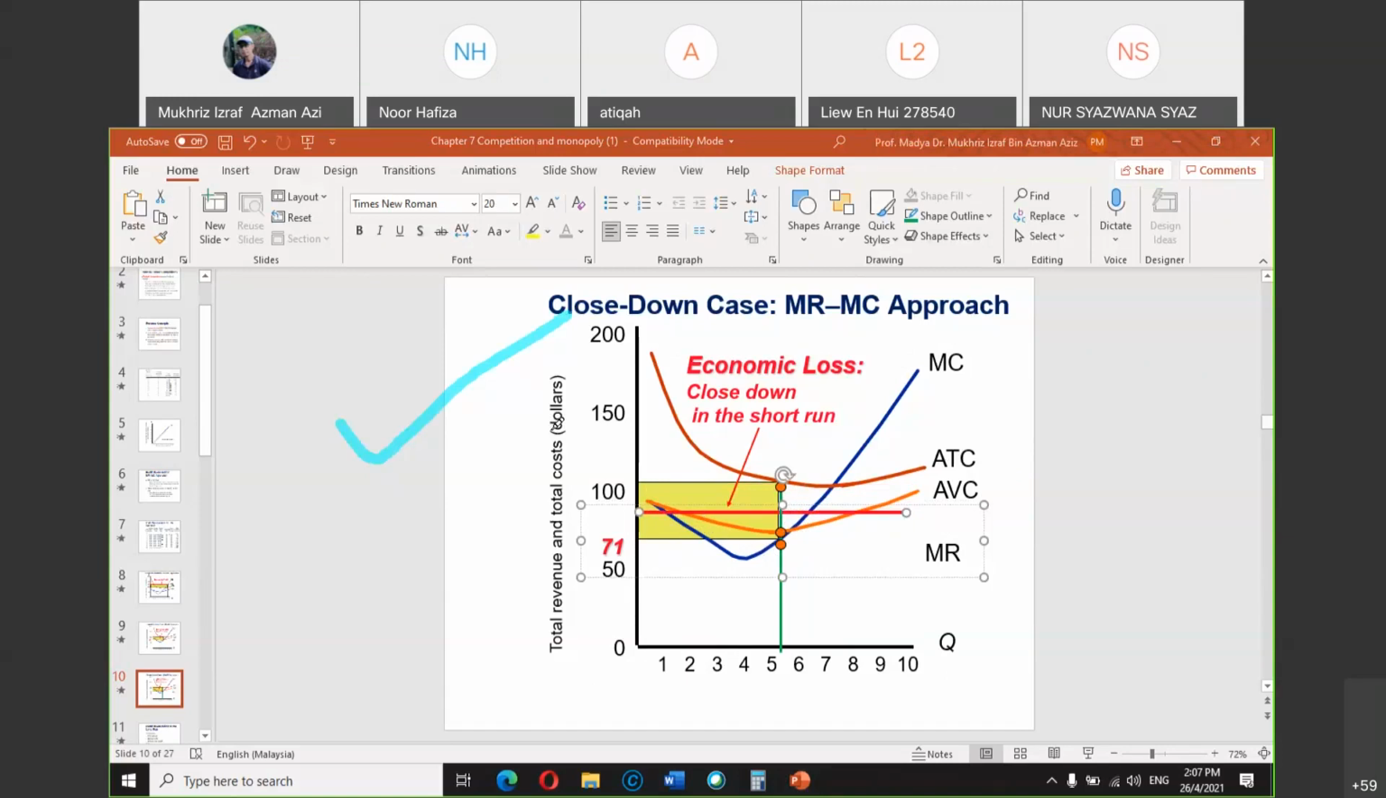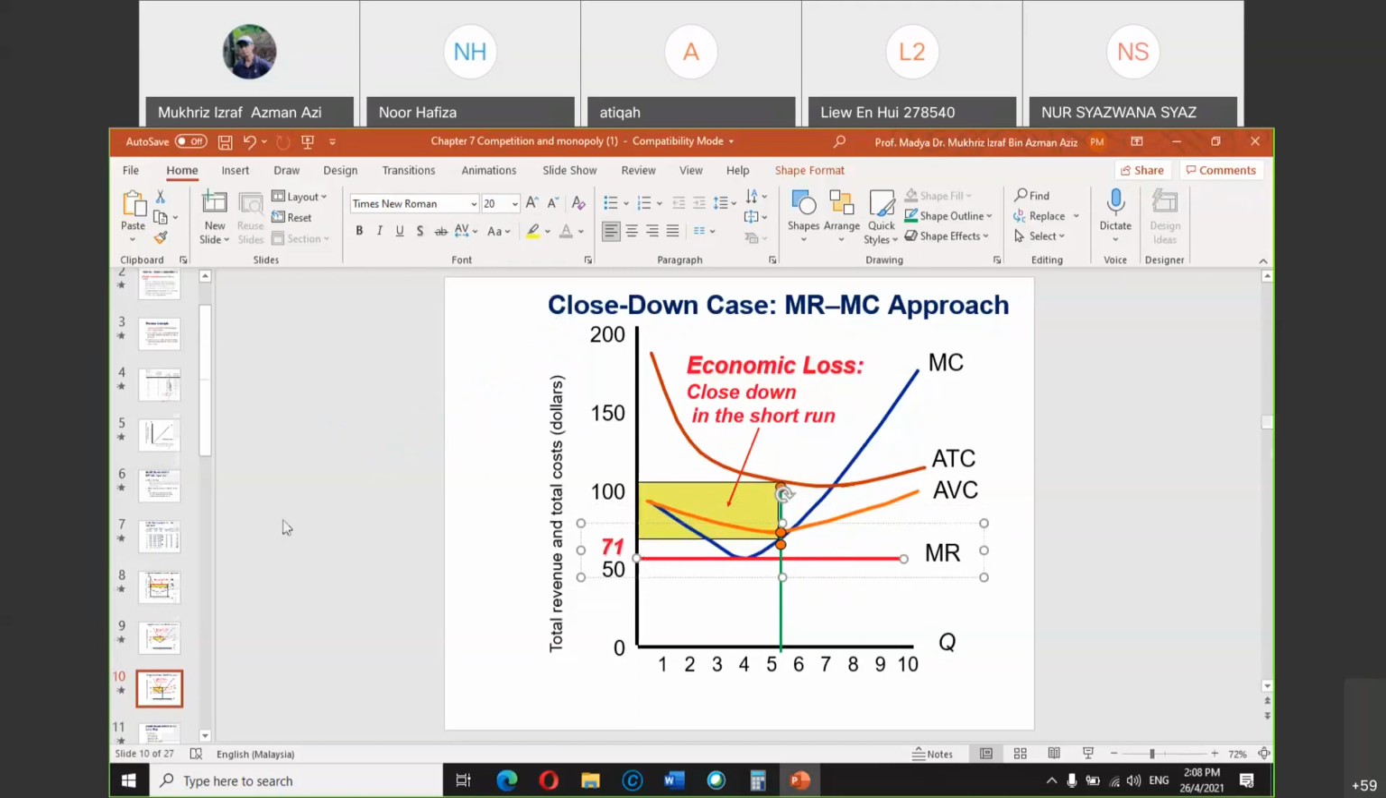I hope you understand the difference in the condition. Even though the firm is making a loss, as long as the demand curve is between these two lines, average cost and average variable cost, the firm needs to continue doing business. But if the line is exactly at the minimum point of intersection of average variable cost, the firm can continue or exit the market. But if the line is well below the average variable cost, the firm definitely needs to stop doing business.